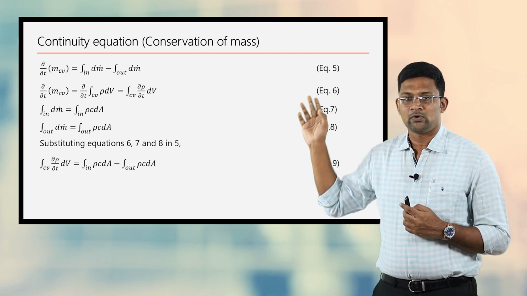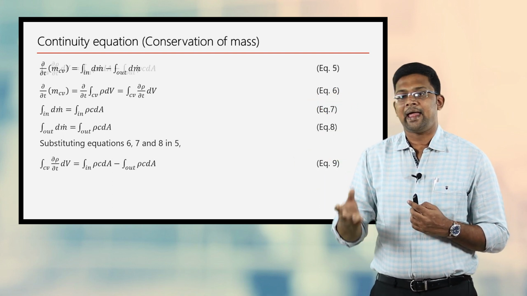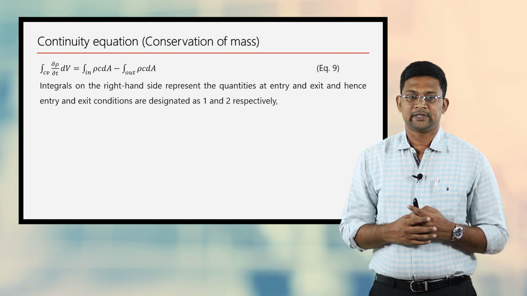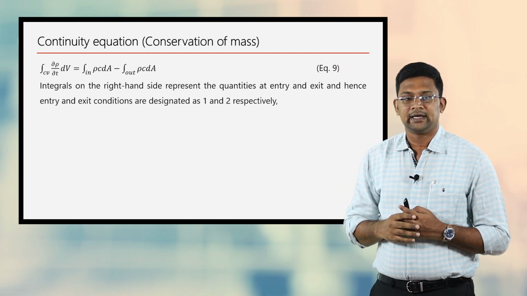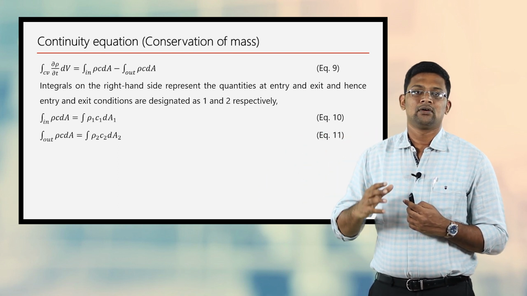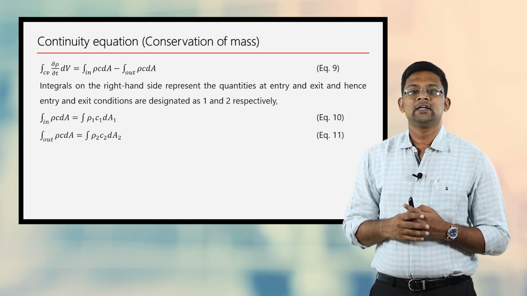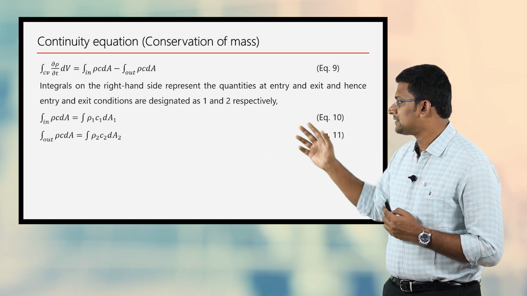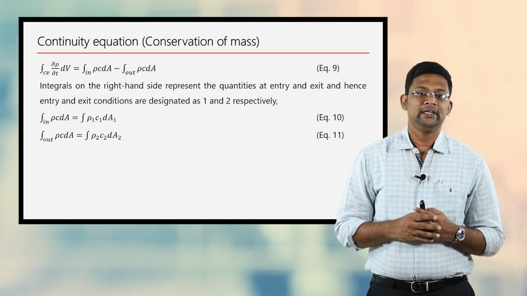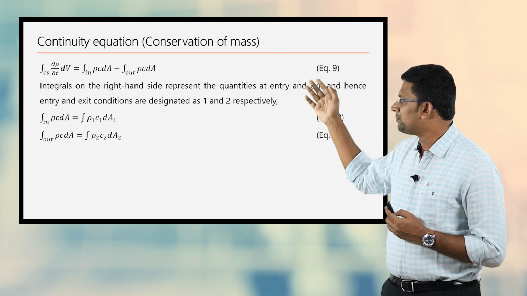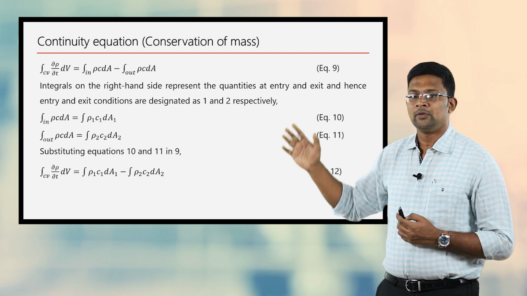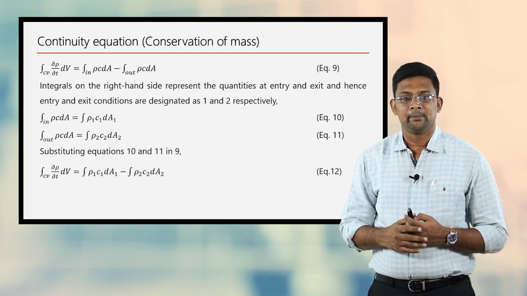Integrals on the right hand side in equation number 9 represent the quantities at the entry and exit. Now we are going to change this entry and exit to 1 and 2 respectively. So the first term on the right hand side, integral in rho c dA, I am going to substitute 1 for in. So that will be equal to integral rho 1 c1 dA1. Similarly, the next term, integral out rho c dA, is equal to integral rho 2 c2 dA2. Now again, I am going to substitute these expressions 10 and 11 back into equation number 9. So we will be obtaining it like this, and this is our expression number 12.